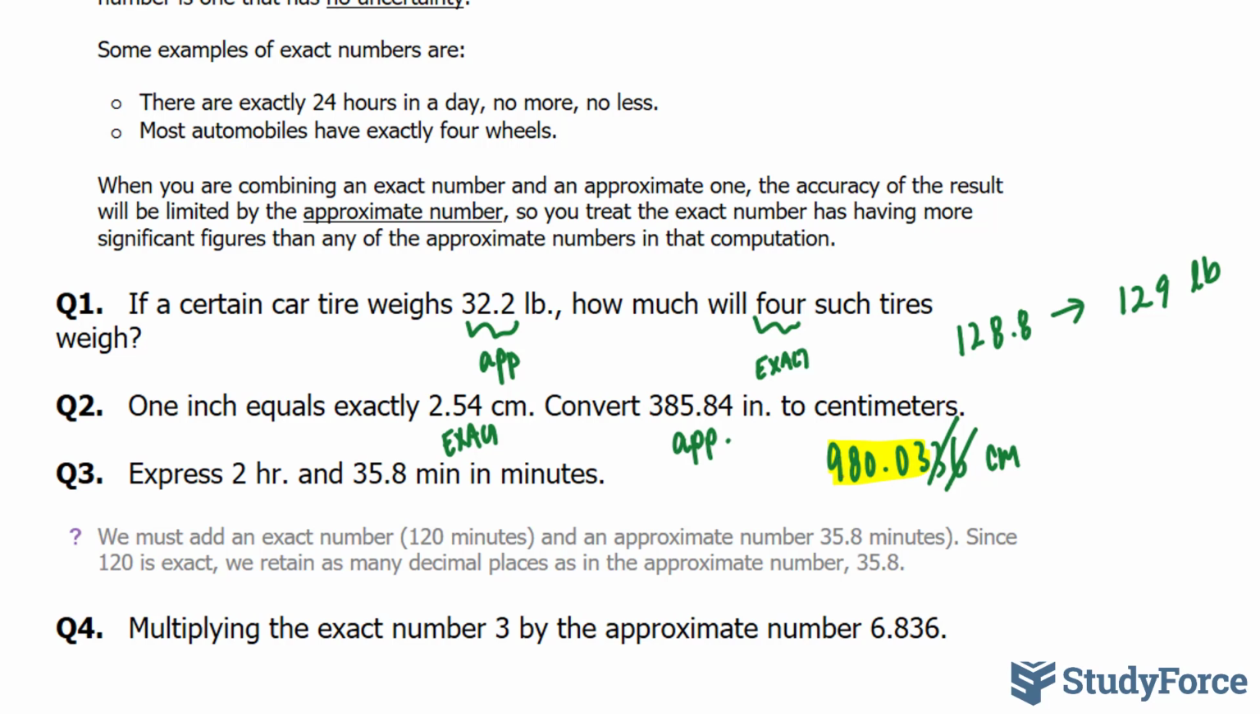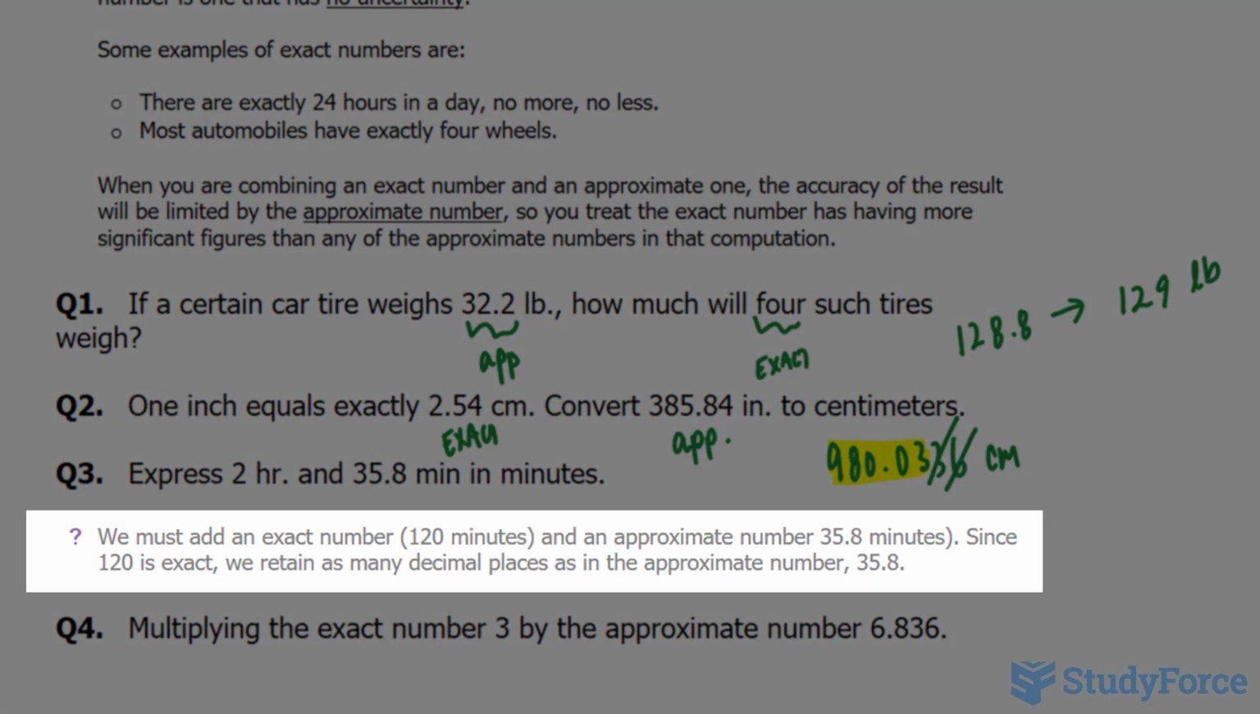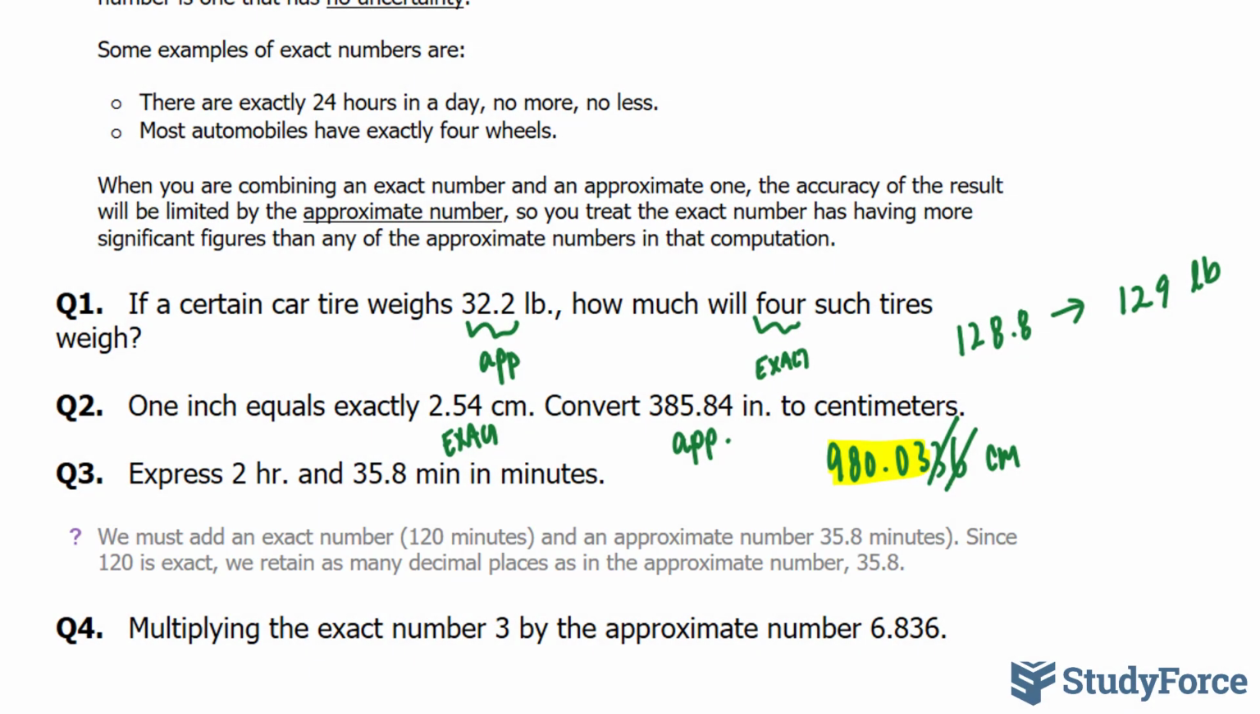The next question asks us, express 2 hours and 35.8 minutes in minutes. Now this one is interesting. We must add an exact number, 120 minutes, and an approximate number, 35.8 minutes. Since 120 minutes is exact, 2 hours is exact, we know it's past 2 hours, and we know it equates to 120 minutes, we retain as many decimal places as in the approximate number, 35.8. Now remember, when you add, you retain the decimal places. So our final answer should have only 1 decimal place.